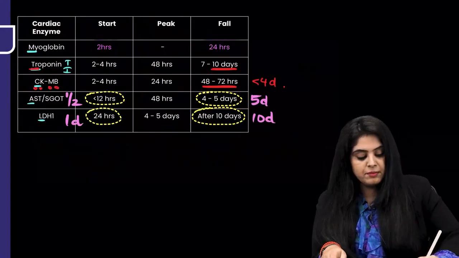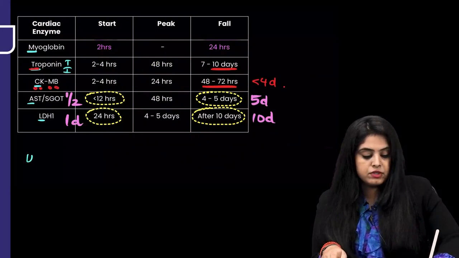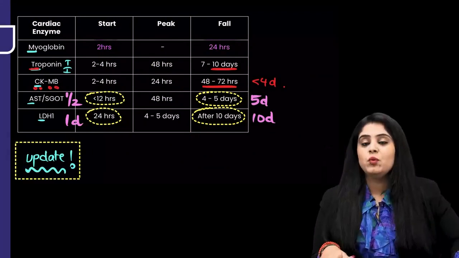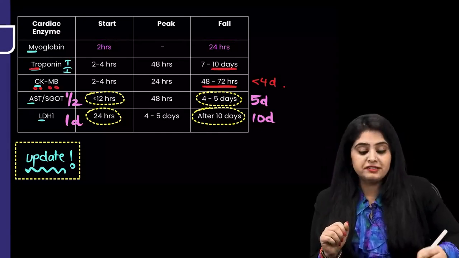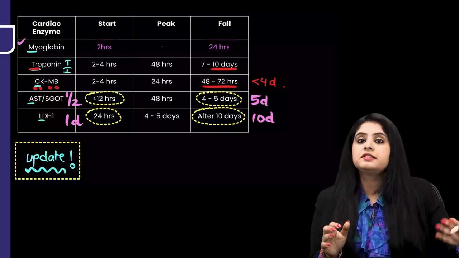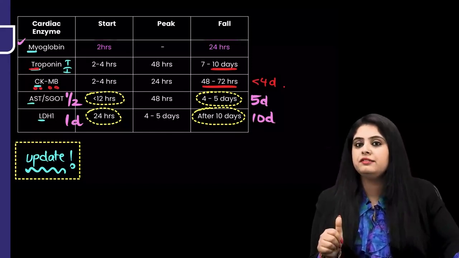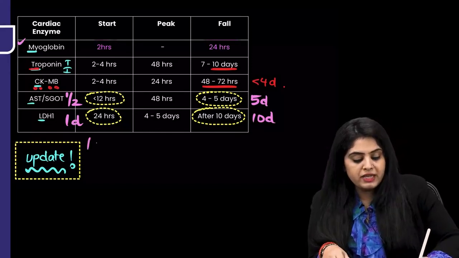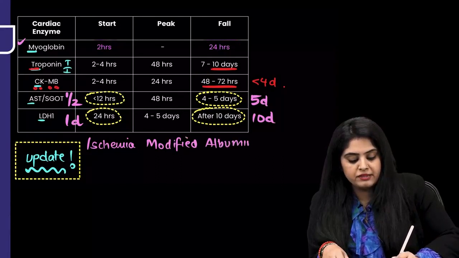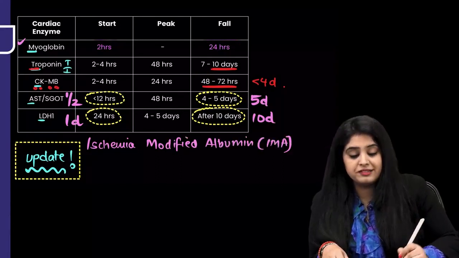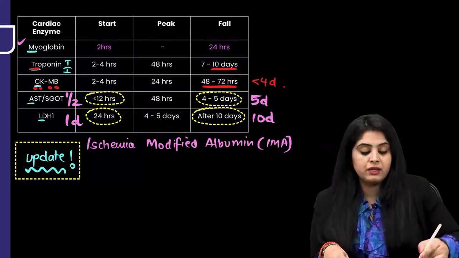Also, there is an update time. Very, very important. So what do you need to know about the update over here? There are 2 new markers that have come up, which they are saying are even going to rise faster than myoglobin. They rapidly rise in the blood. One of them is going to be IMA, that is ischemia modified albumin. Although not many people are using it, they are saying that it also rises very, very quickly, even before myoglobin.